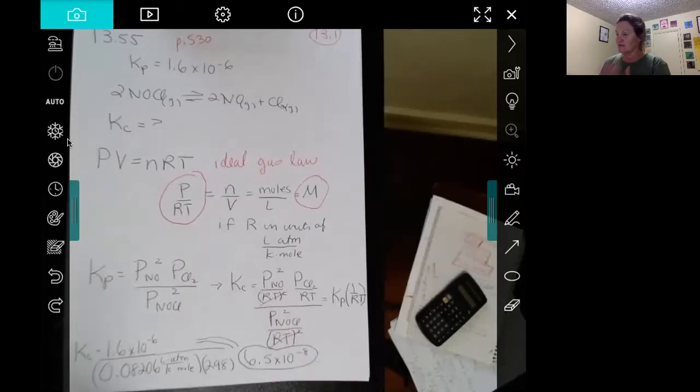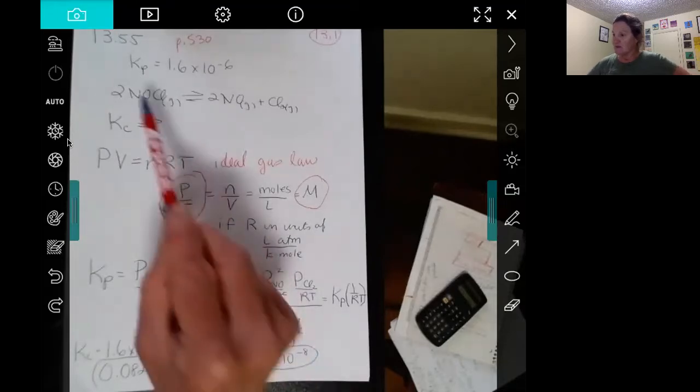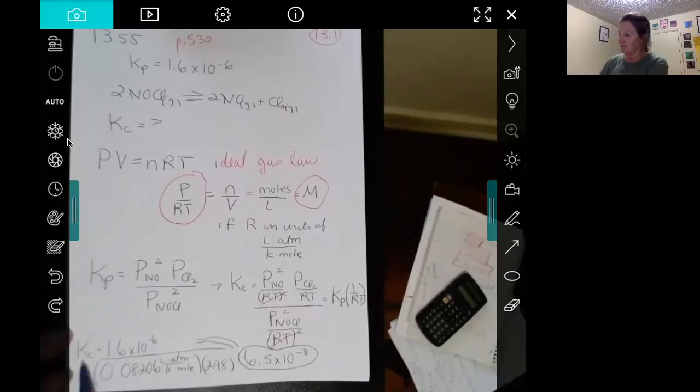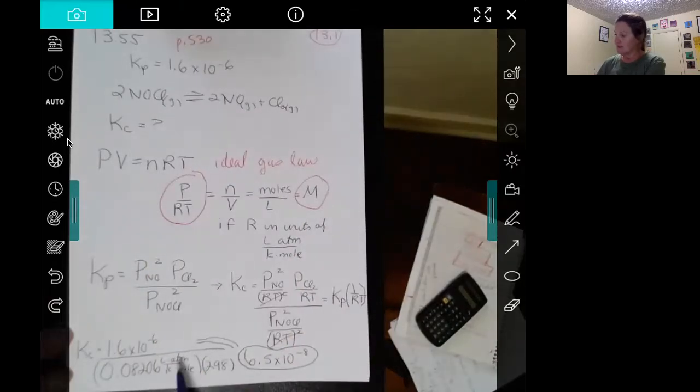So this equation that compares the two comes from understanding the relationship between pressure and concentration with the ideal gas law. So if we had equal number of moles on each side, all of the RTs would cancel. But we have 1 extra on the product side, so we end up with 1 over RT extra in this particular case. So I take Kc, I put in the value for Kp, divide by RT in units of liter atmospheres, and the temperature, and I get a Kc of 6.5 times 10 to the minus 8.